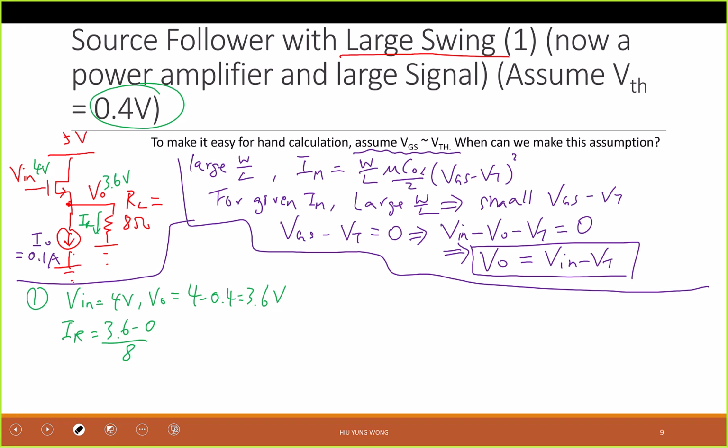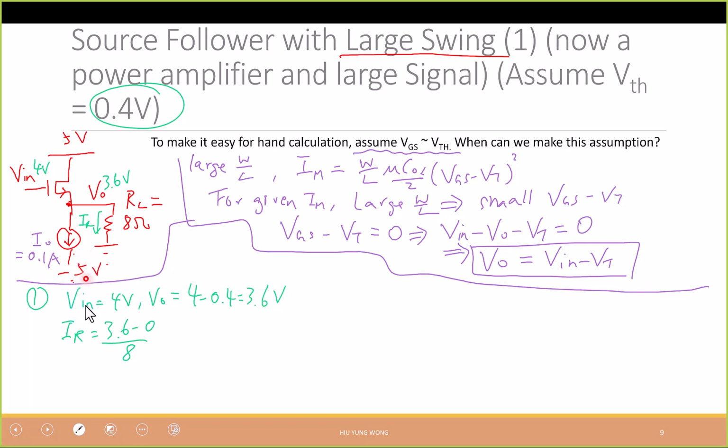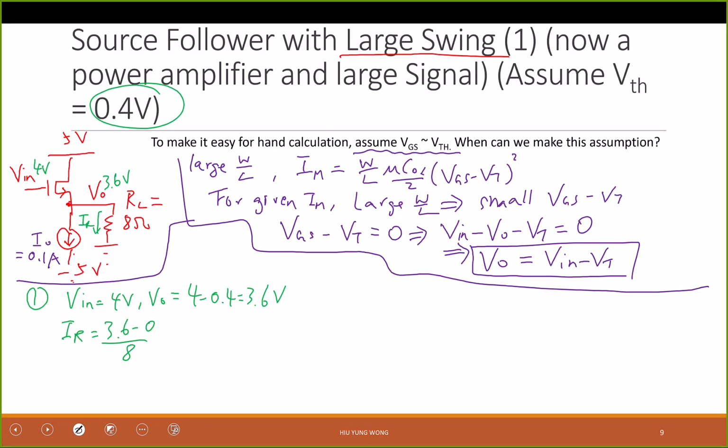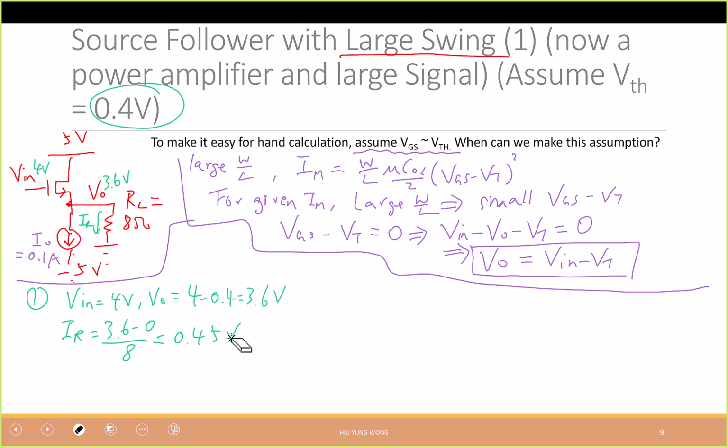I'm sorry, I made a mistake again here. This is not grounded. Please change it. This is negative 5 volt. I have a rail that is not grounded. I forgot to change it. This is negative 5 volt, not 5 volt. So the current is 3.6 minus 0 divided by 8, so what is that? 0.45 ampere. Is this okay?